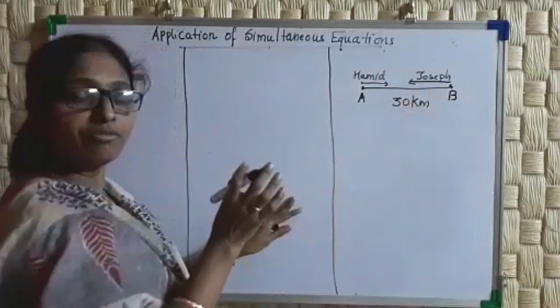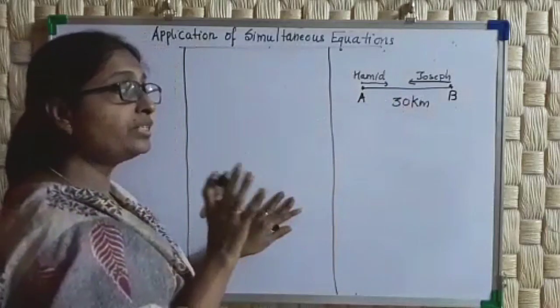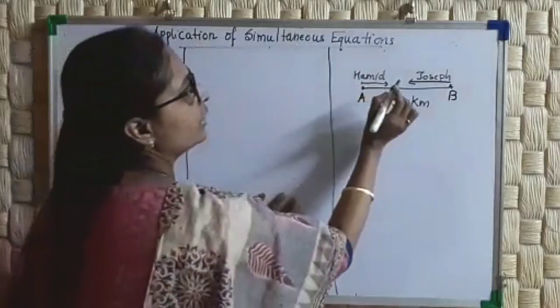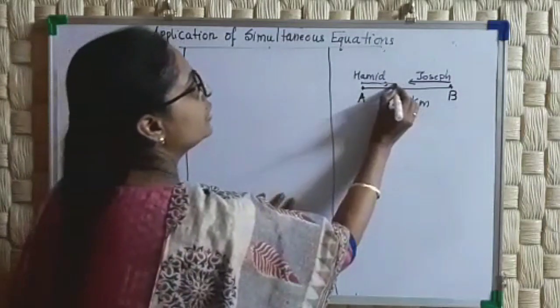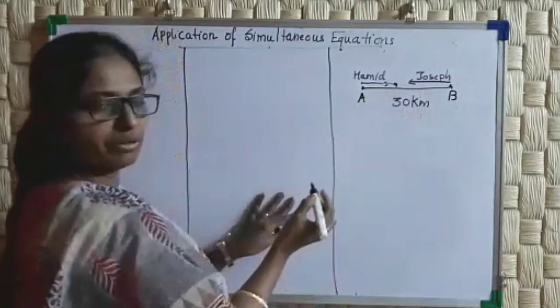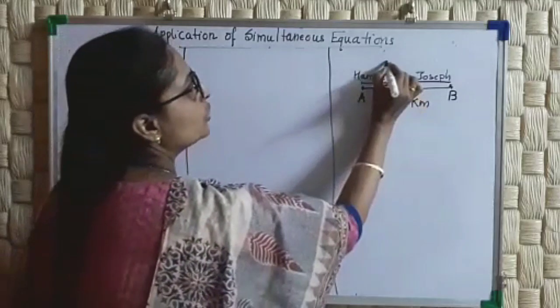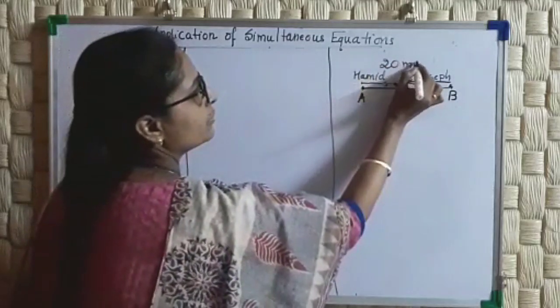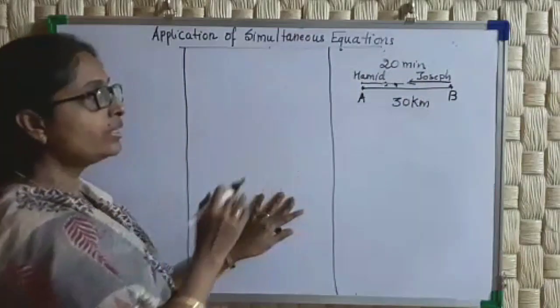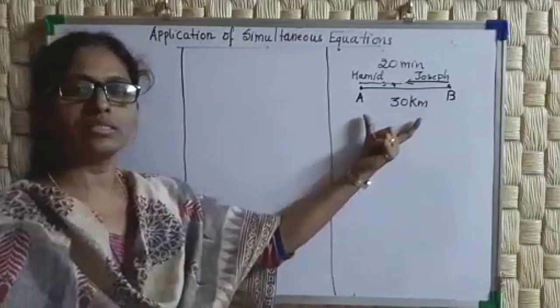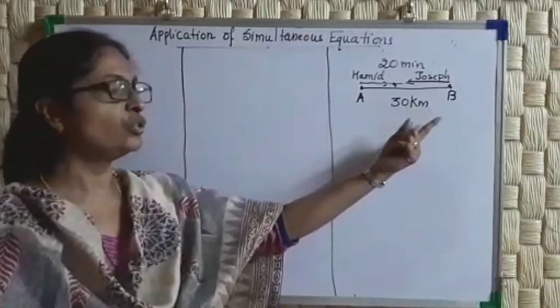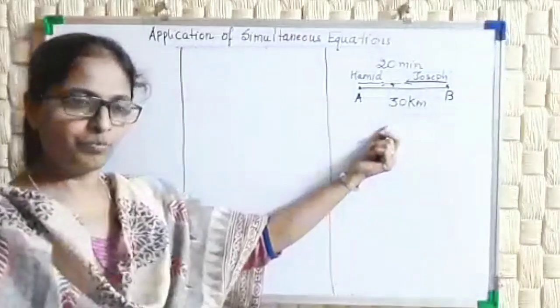That means it is given that after 20 minutes they will meet each other. Maybe they might meet each other at this point or any point, they will meet. Okay, so they are meeting after 20 minutes. Now, in this case, the total distance travelled by Hamid and Joseph is given as 30 kilometers.